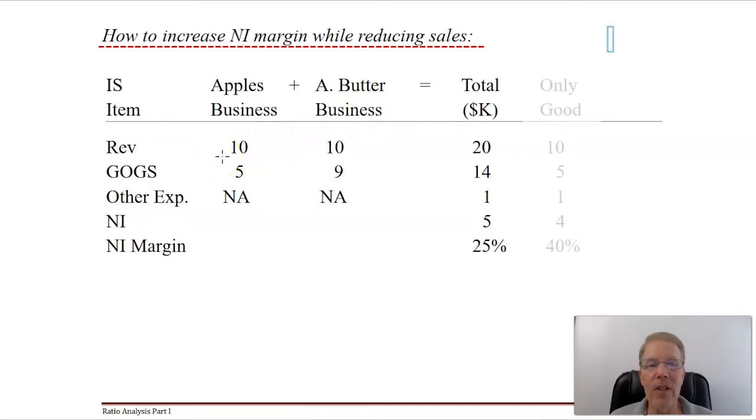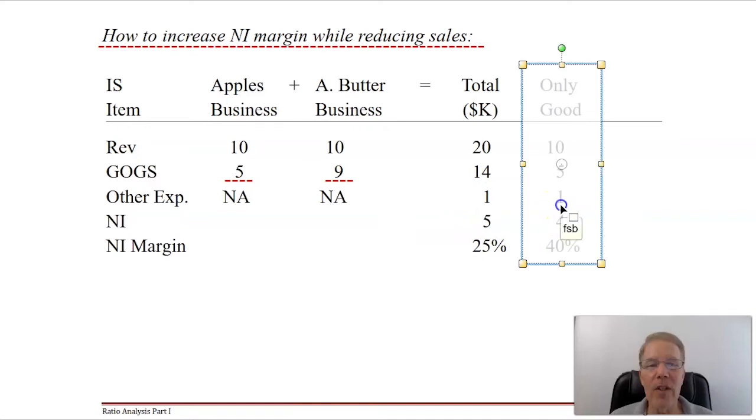So the company last year got 10,000 from selling apples, 10,000 from selling apple butter. But here's the interesting thing. The COGS expense for selling apples was just 5, and the COGS expense for selling the apple butter was 9,000. Okay, so we see we're looking more deeply into that 14,000. And then we have the other expenses, et cetera, et cetera.